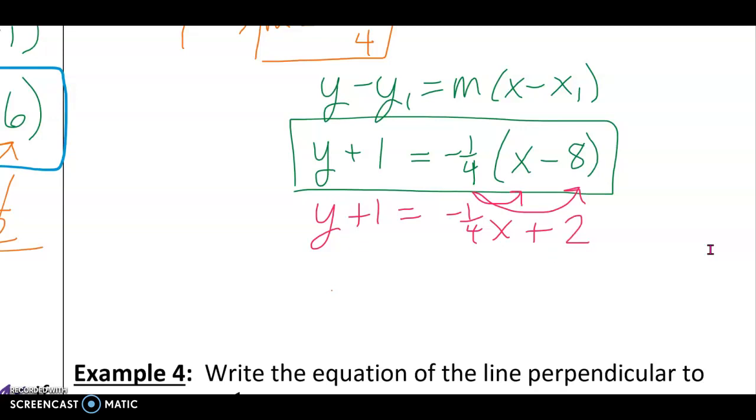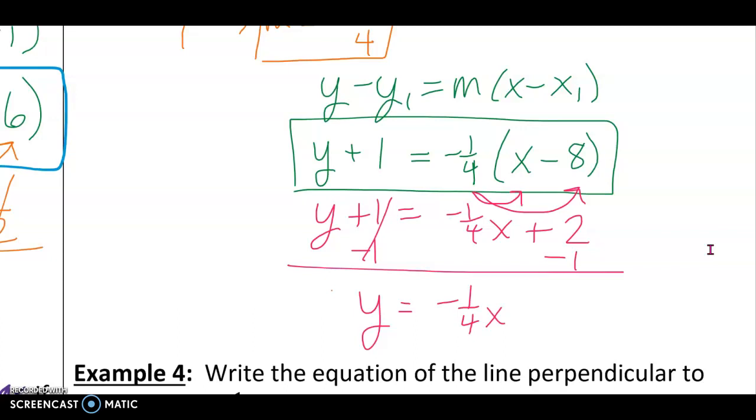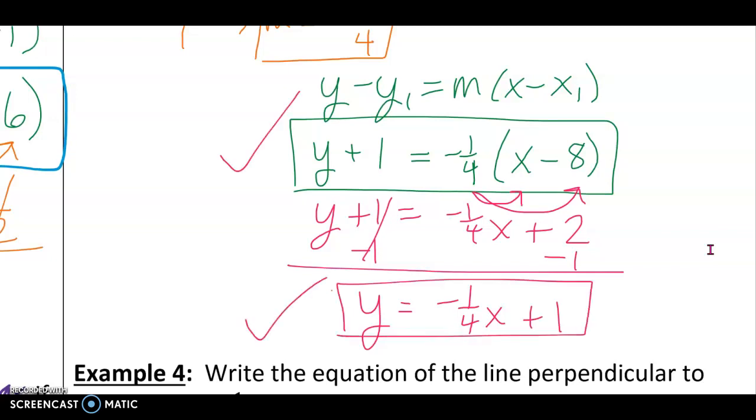And then the last step being that we need to get rid of that 1 over there, so the y is alone. 1 minus 1 is 0. Notice our slope doesn't change when you go from one form to the other. Our slope was negative 1/4 at the beginning, and it still should be now. 2 minus 1 is 1. So remember, guys, both of these are correct ways to write it.